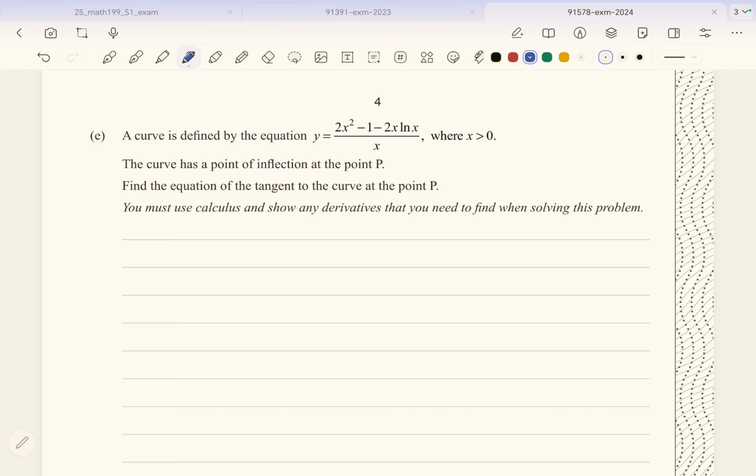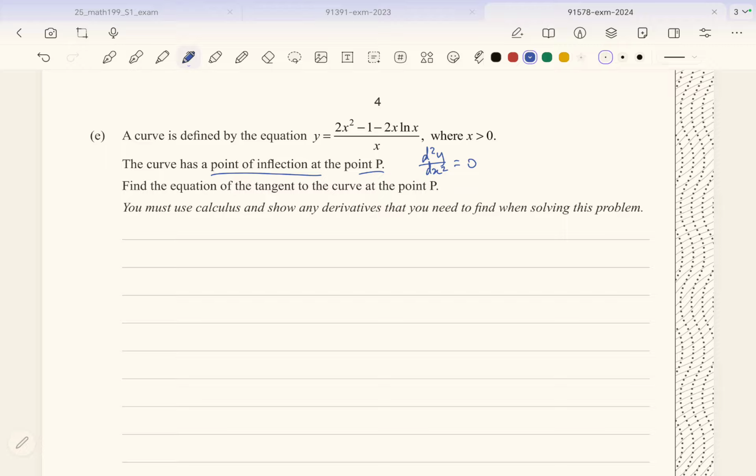Lastly, is our excellent level question, part E. A curve is defined by the equation y equals 2x squared minus 1 minus 2x ln x all over x, where x is greater than 0. The curve has a point of inflection at P, so the second derivative d squared y by dx squared is equal to 0. Find the equation of the tangent to the curve at the point P.